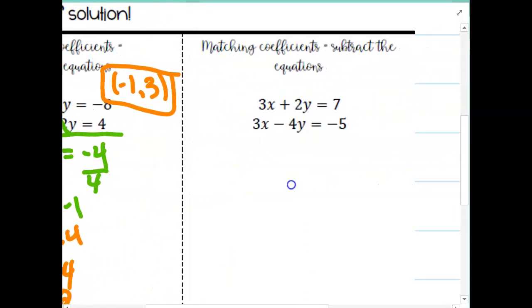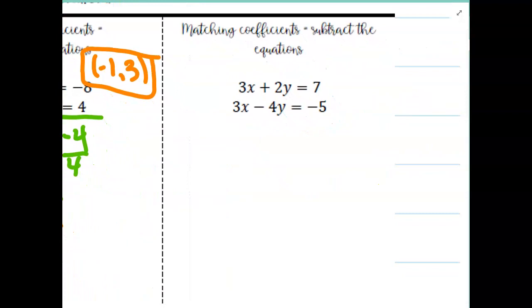But sometimes they're not going to be set up exactly like that, so there's one extra thing that you have to do. If you don't have opposite coefficients, but you have matching coefficients, meaning they're the same number, not opposites, but the same number, for example, like a 3x and a 3x. Close, but the thing is, a 3x and a 3x are not going to cancel out. One of them has to be positive, one of them has to be negative.